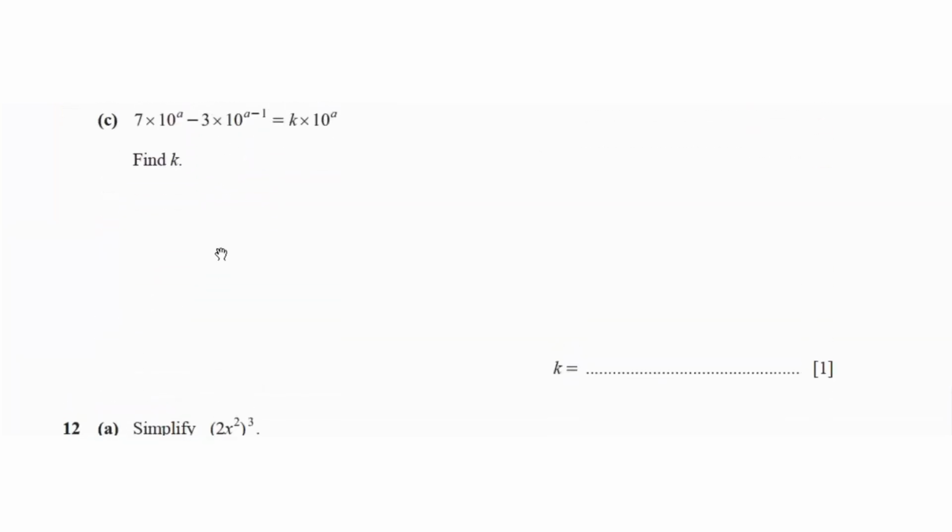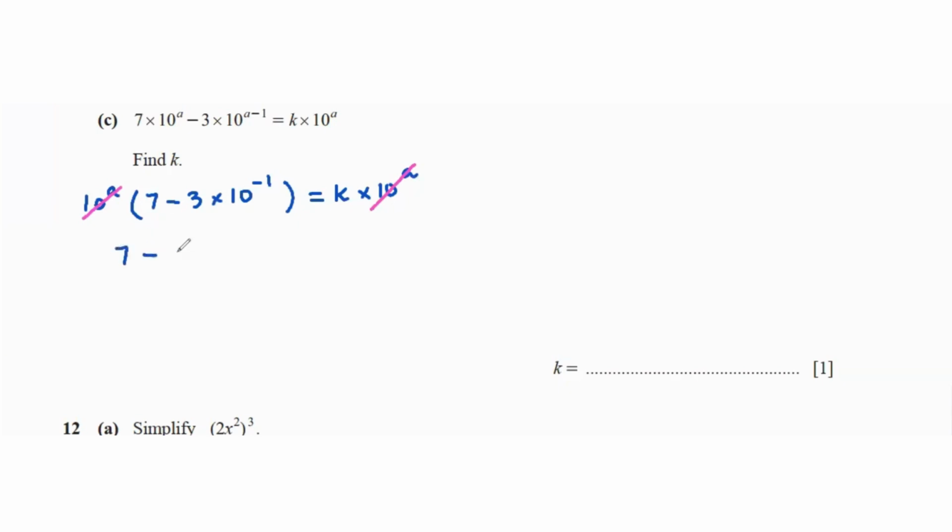Part C, 7 times 10 to the power of a minus 3 times 10 to the power of a minus 1 equals k times 10 to the power of a. Find k. So let's start with taking 10 to the power of a common on the left hand side. That leaves us with 7 minus 3 times 10 to the power of negative 1 equals k times 10 to the power of a. I can easily cancel out 10 to the power of a now because they're both being multiplied and they're common. And now we move on to the remaining terms.